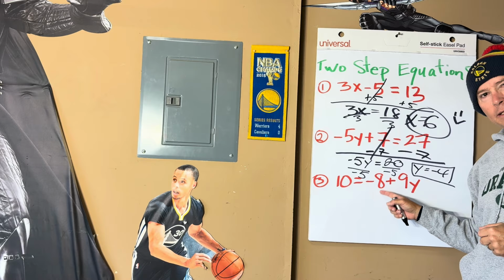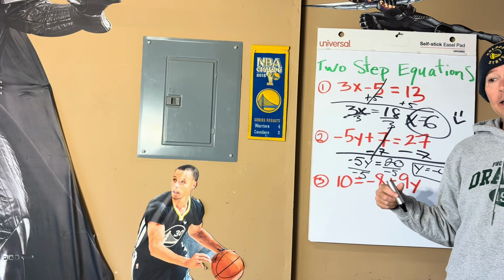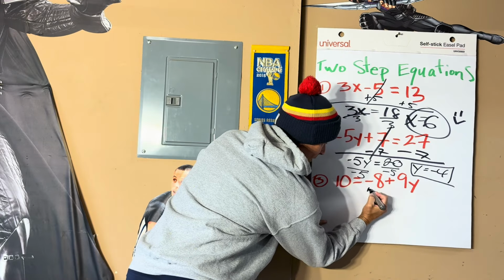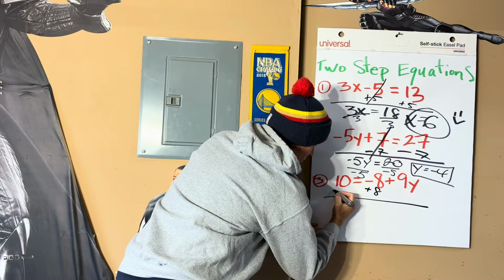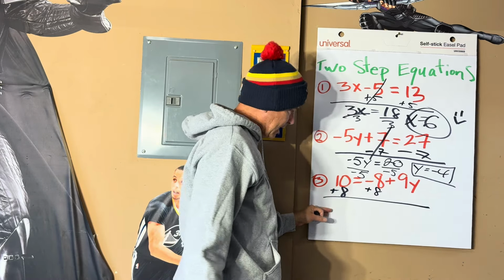-8, we need to make -8 0. How do you make -8 0? Well, you add 8. -8 plus 8 is 0. Opposite, okay? -8 plus 8. What you do to that side, you must do to all the sides.